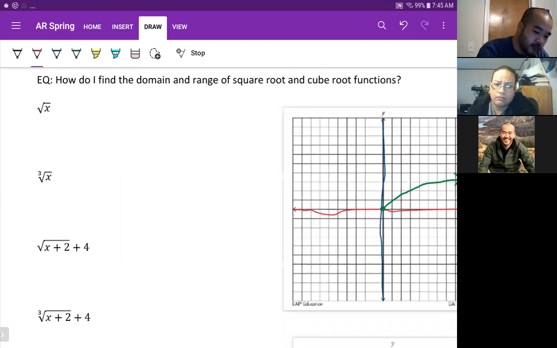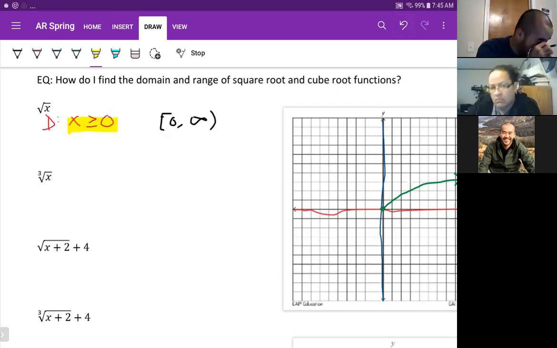So for this one, the domain, the x values, are equal to 0 to infinity. But today on your assignment, it's going to look for this.